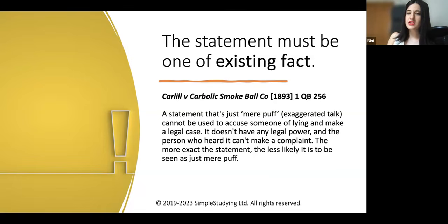So in this case, the statement about wrong mileage could be the statement of an existing fact, whereas the other statement about left-hand side drive trucks being legal in the UK, that's a point of law. So the mileage is about existing fact, and the other one is about existing law.